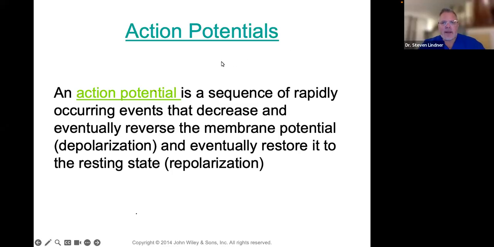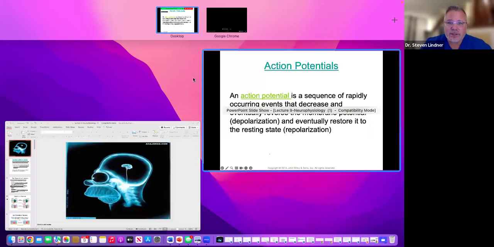Okay, we're going to talk about action potential now. An action potential is a sequence of rapidly occurring events that decrease and eventually reverse the resting membrane potential. So you may hear of terms like depolarization and repolarization.